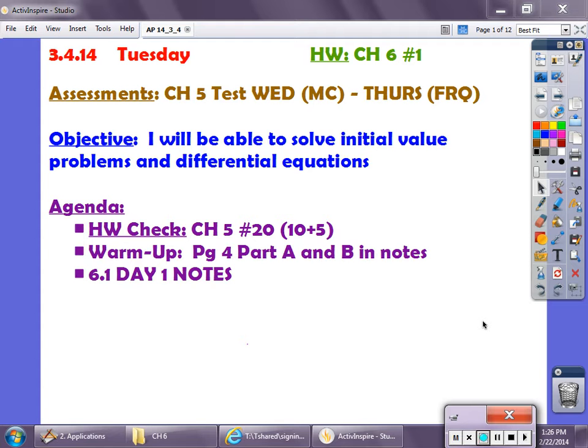So I will have you just press pause in between each of the pieces of the lesson. So at this point, students can do the homework check, discuss homework, and then start your warm-up. Go ahead and press pause.